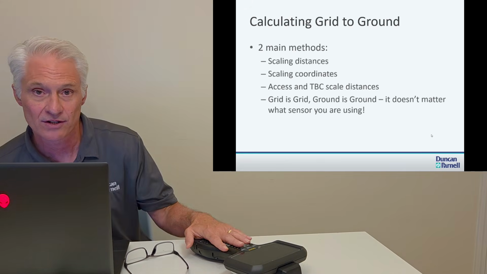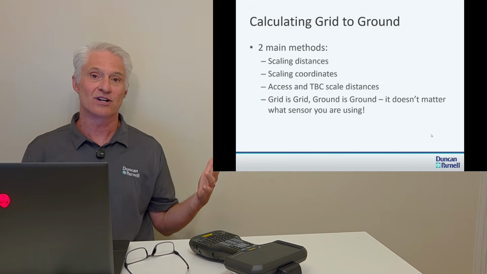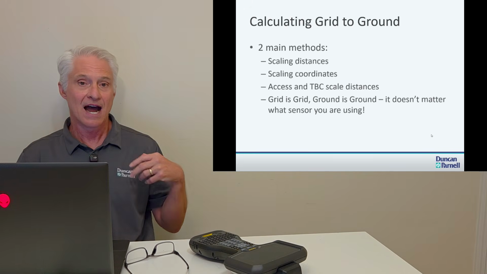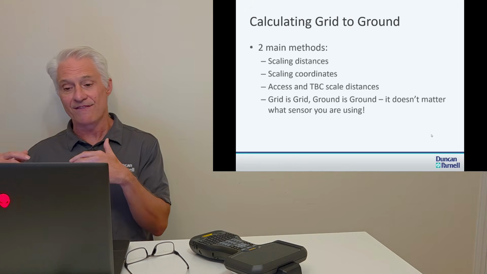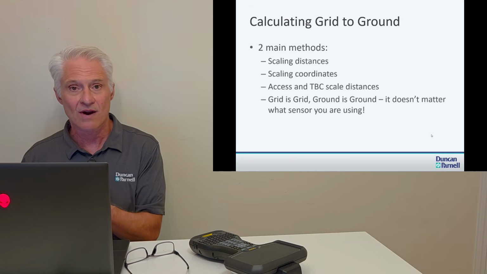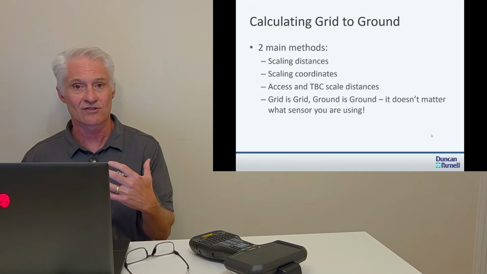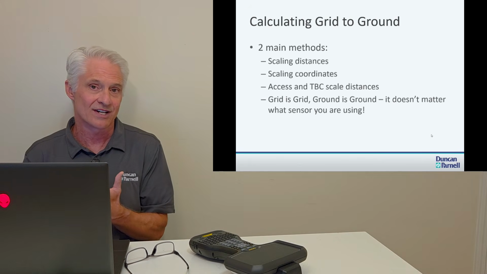If I set the software to use grid, it doesn't matter if I'm using a total station or I'm using GPS. I'm going to get grid distances. The software is going to take care of that for me. If I set it to ground, everything's going to be on ground. Doesn't matter if I'm using a total station or GPS. The software is going to take care of it.